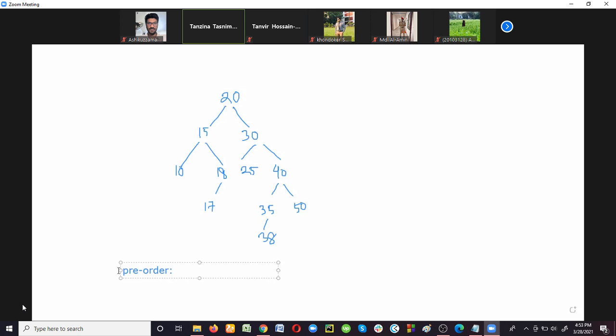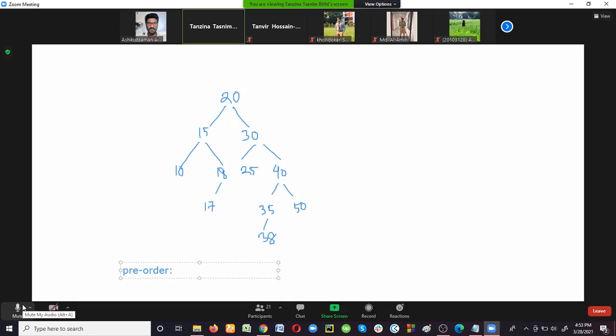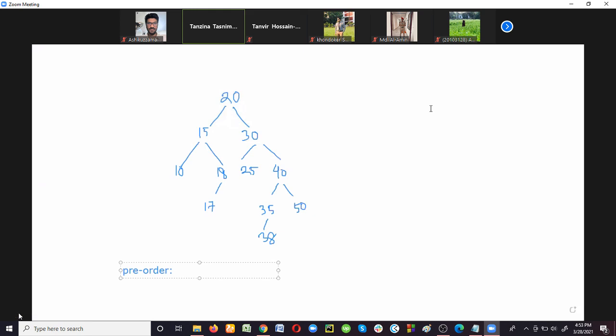So is this a binary tree? Yes, ma'am, the binary tree. Okay. So this tree has two subtrees, one is the left subtree and another is the right subtree. And the traversal method is pre-order. That means at first traverse the root node and then the left subtree. After that the right subtree. Done, ma'am. Very good.